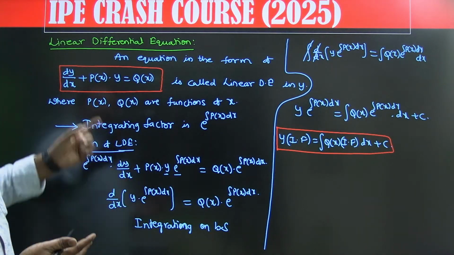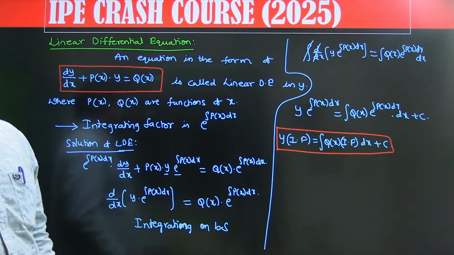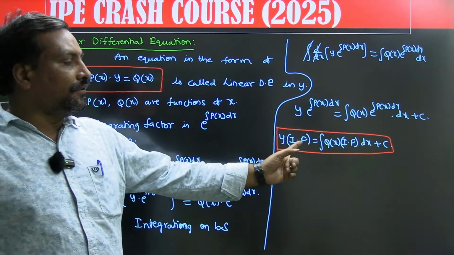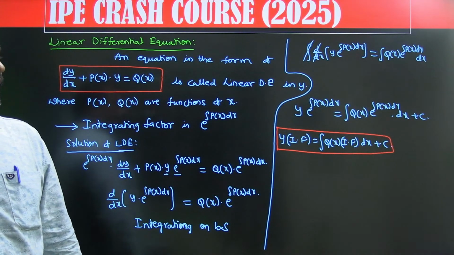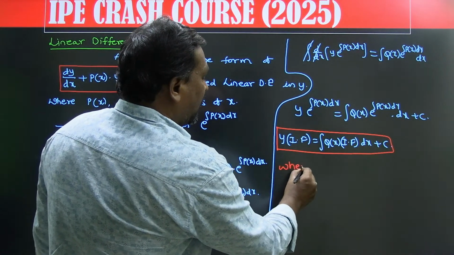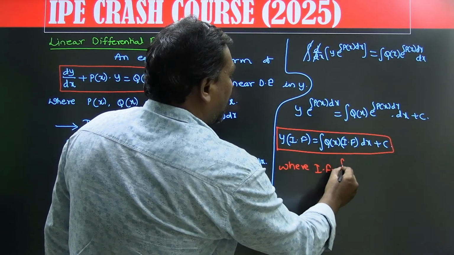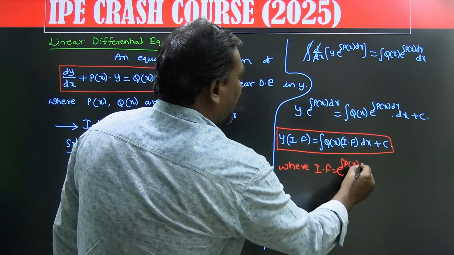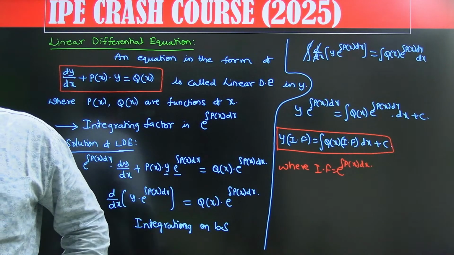So the solution of dy by dx plus p of x into y is equal to q of x is y into IF is equal to integral q of x into IF dx plus constant c, where IF is equal to e power integral p of x dx.